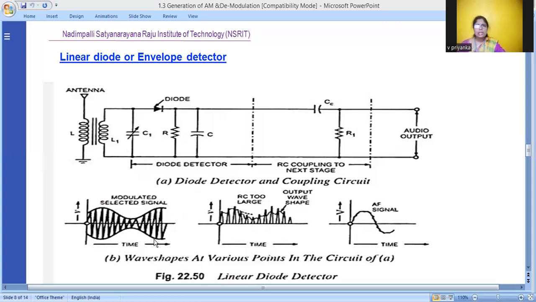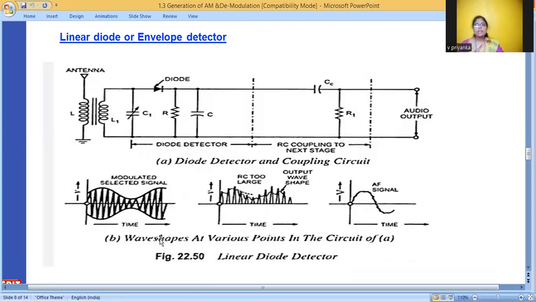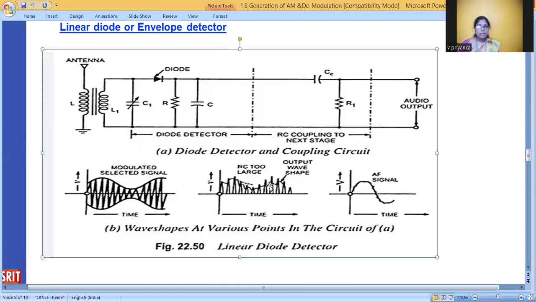And these are the waveforms at various points in our circuit. The first one is the diode detector and coupling circuit. The second one is the linear diode circuit. We give the modulated signal, then we get the linear diode output.